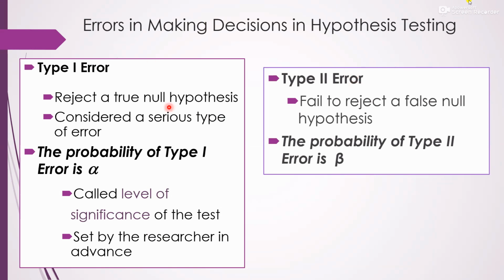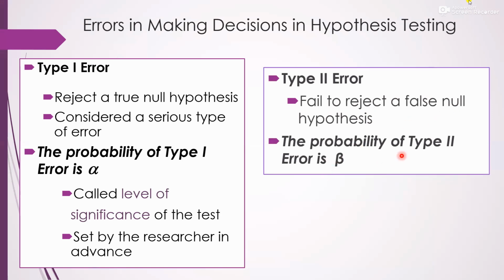Then type 2 error, the opposite of type 1 error, is failing to reject a false null hypothesis. The sample is not enough or does not provide the results to reject. Actually, the null hypothesis is false, but we fail to reject it. So we say that our null hypothesis is true, based on our sample results. However, actually it's false. So it is failing to reject a false null hypothesis.